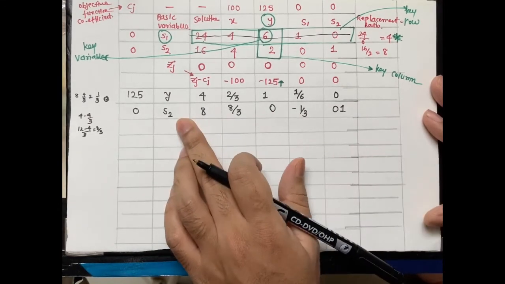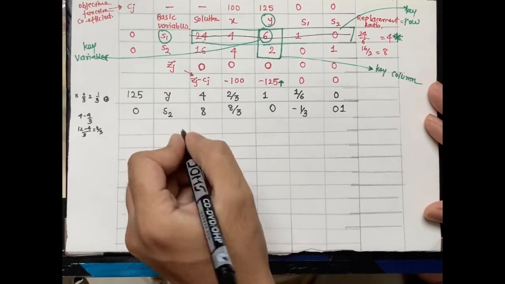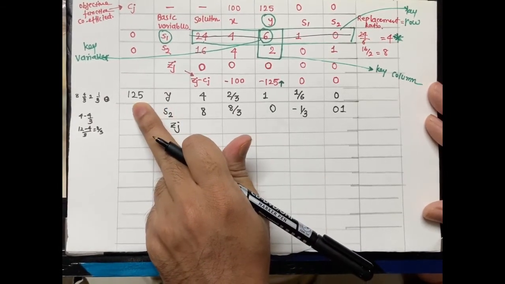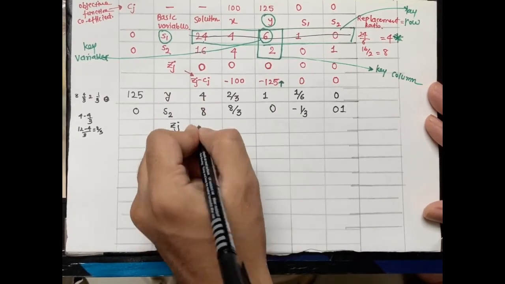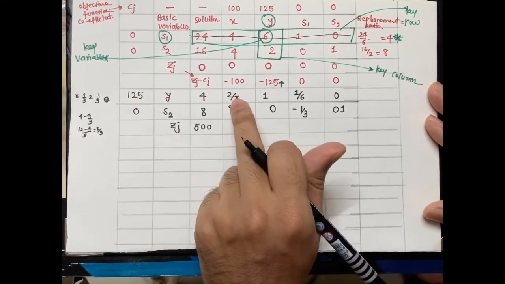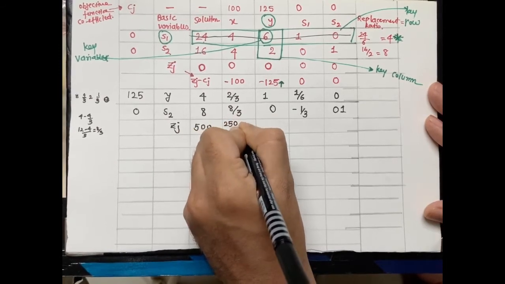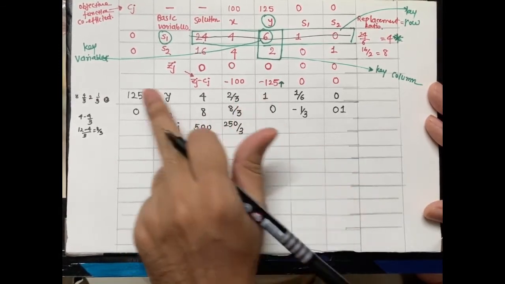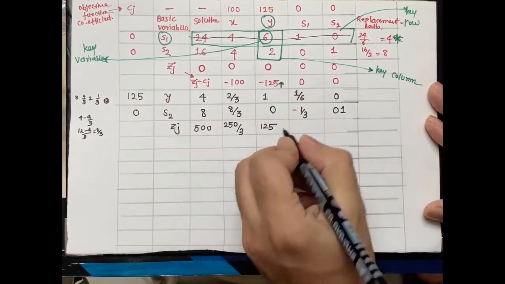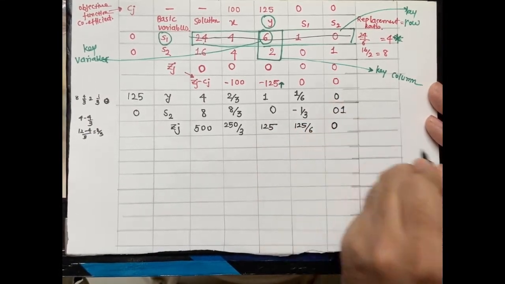Still in the second iteration, I require to compute the value of Zj. So for computing the values of Zj, I now have to multiply this variable 125 into 4. So that is 500, plus 8 into 0, that is 0. 125 into 2 by 3, so that is 250 by 3, and this is giving me a 0. 125 into 1, that is 125. 125 into 1 by 6, that is 125 by 6, and this I am getting as a 0.